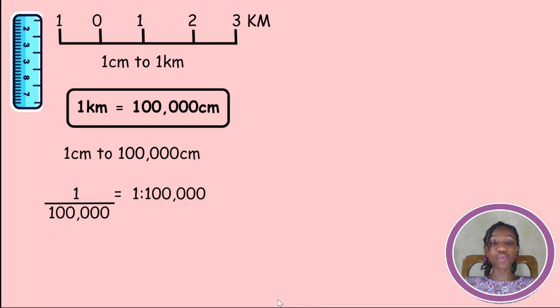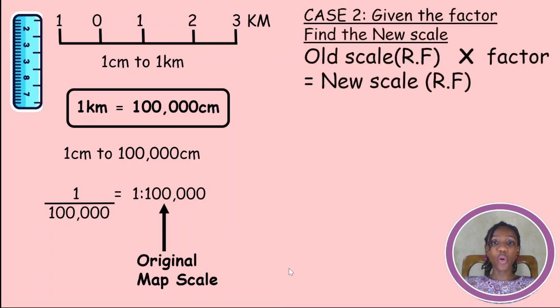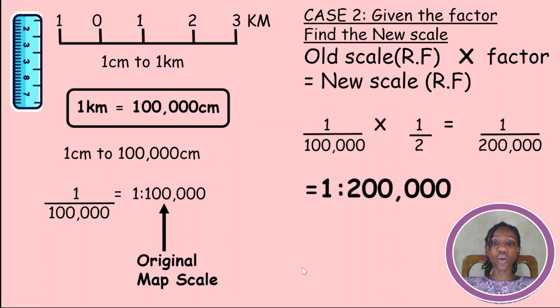Remember the question said that we have to reduce the scale to half its original size. What we've gotten now is just the original map scale. Now remember in our map reduction and enlargement video when we spoke about case 2, when we were given the factor and asked to find the new scale. So in this case, we have our old scale, the representative fraction, that's the 1 over 100,000 centimeter, and the fraction, which is half of its original size. That's what the question asks us to do. The factor that we're reducing it by is 1 over 2. Inserting our parameters, this gives us 1 ratio 200,000.